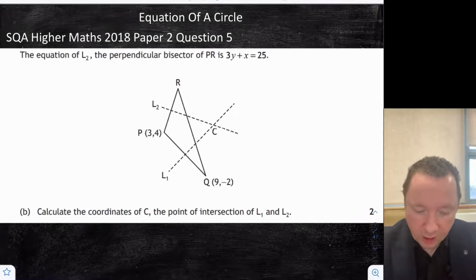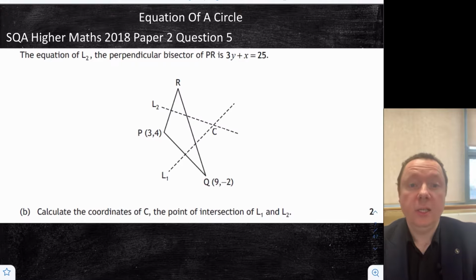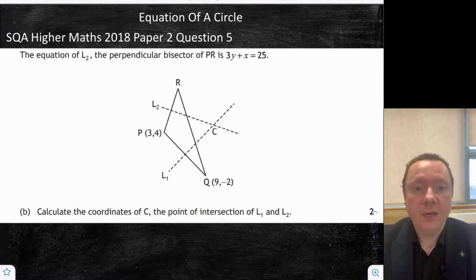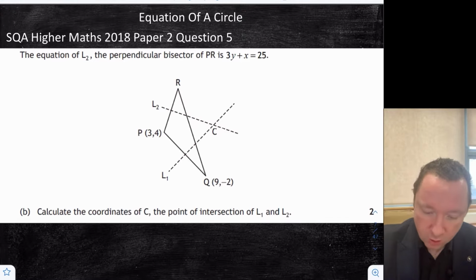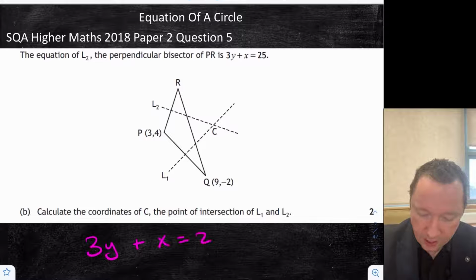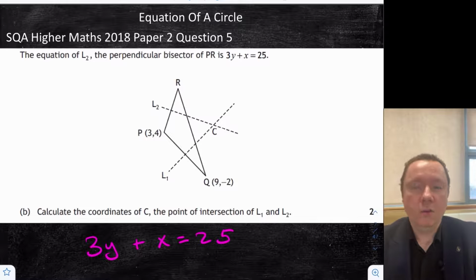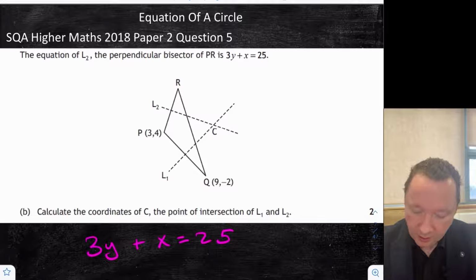Part B of this question says L2, the perpendicular bisector of PR, the equation of that is 3y plus x is 25. Calculate the coordinates of C, the intersection between L1 and L2. So we're solving simultaneous equations because it's find the point of intersection between two lines. So our first equation is given to us, 3y plus x equals 25. And we just worked out, remember, that y equals x minus 5.